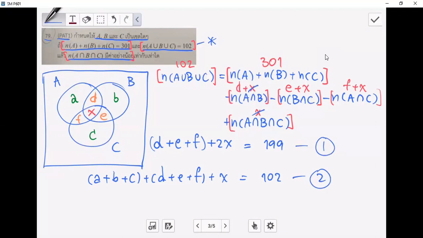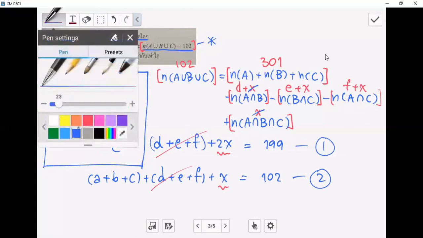So now what we want is a minimum number of this, that is X. So we want to have X. What we don't want is this D, E, F, and A, B, C, but somehow I think that we can eliminate D, E, F, but we cannot eliminate A, B, C. So we're going to try to eliminate the D, E, F out by doing this.